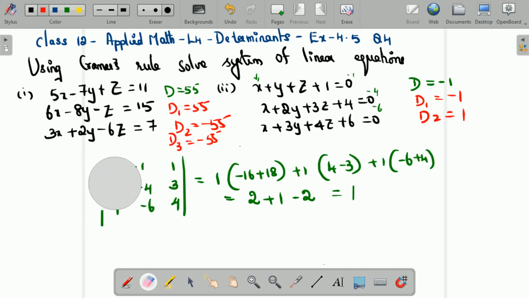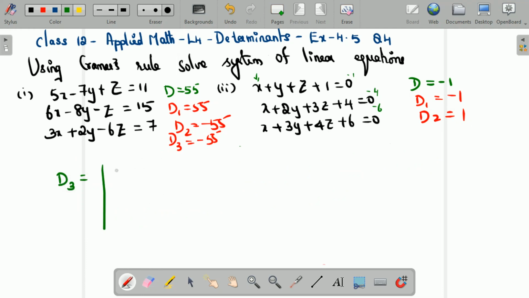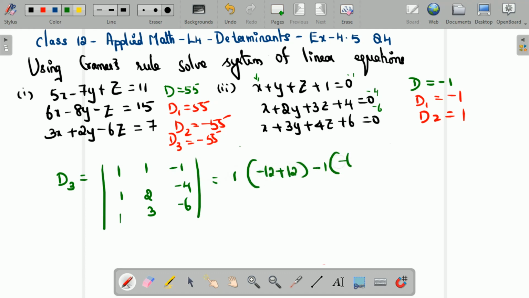Now let's calculate D3. In D3, the x coefficients are the same. So 1, 1, 1, y is 1, 2, 3. Then we are going to replace the z coefficient with minus 1, minus 4 and minus 6. Let's evaluate. This is 1 into minus 12 plus 12, minus 1 into minus 6 plus 4, minus 1 into 3 minus 2. So this part is going to be 0. This is minus 2 into 2 is plus 2. This is 1 minus 1 is minus 1. So this is 2 minus 1. The final answer of D3 is 1. So D3 is equal to 1.